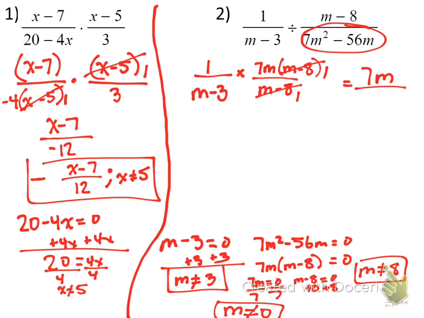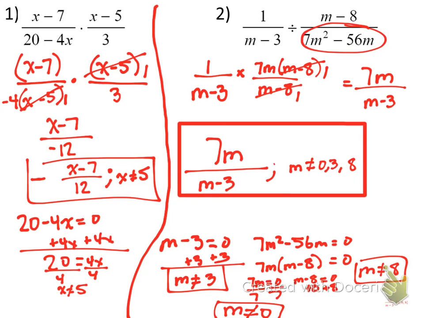m minus 3 times 1 is m minus 3. Can't do anything else, so we write our final answer as 7m over m minus 3, semicolon. M is not allowed to be equal to, or it's an excluded value of 0, 3, and 8. Box your final answer, and that's it.